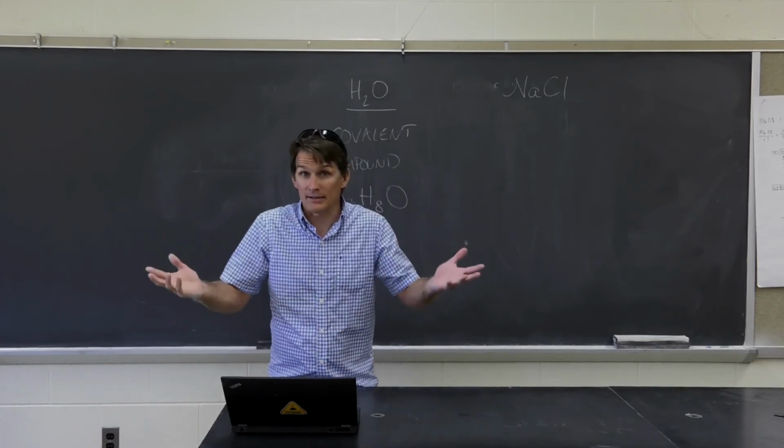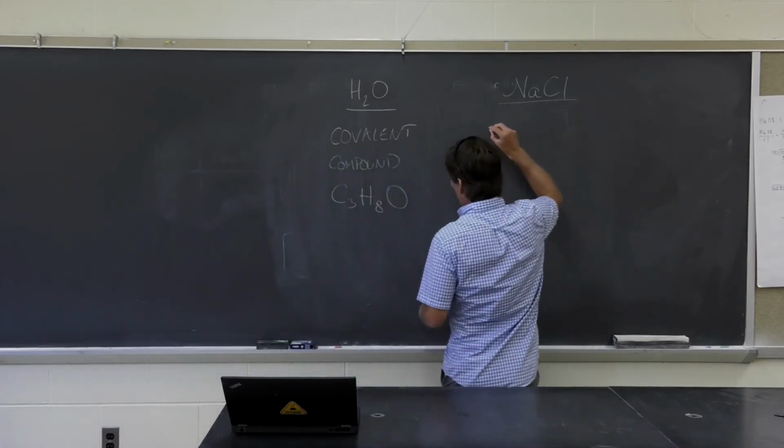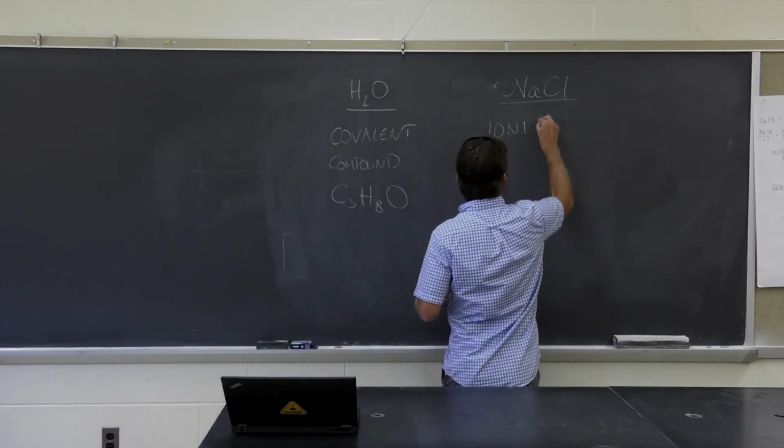There's another type of compound that can form, and these compounds are made out of ions. So we call them ionic compounds because they're made from ions. And that happens to be, one of them happens to be sodium chloride. That's just table salt.